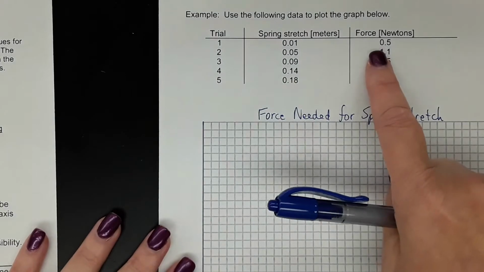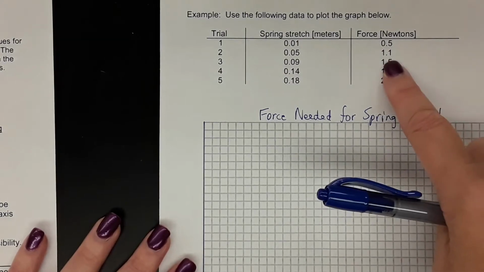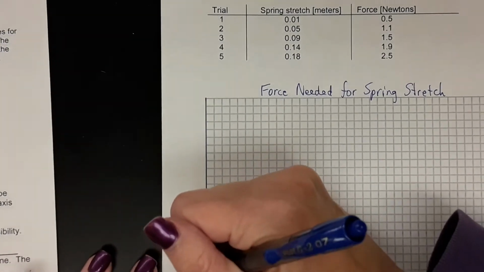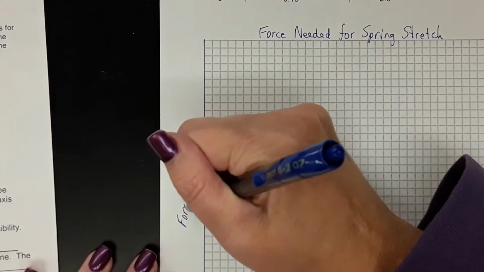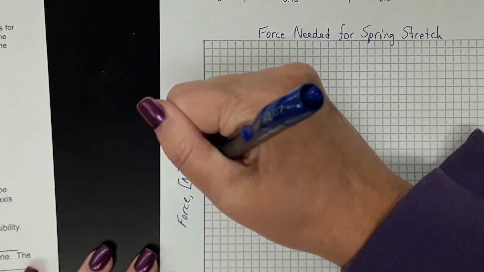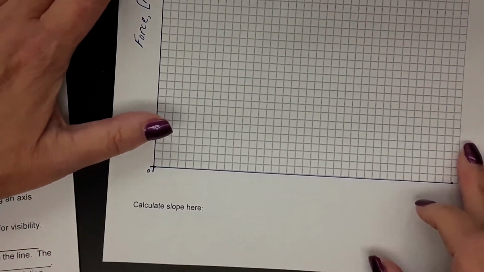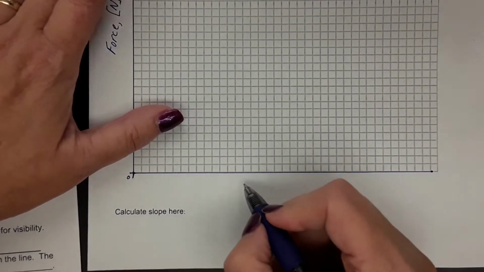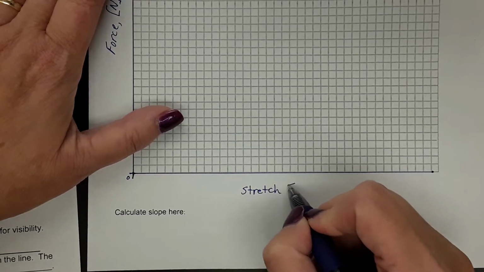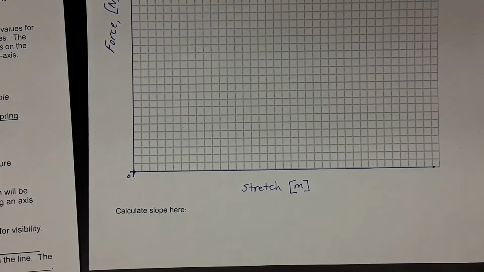Now, as we said before, our force is the dependent variable. It depended on the values chosen for the spring stretch. So we're going to put the force over here on this side, and I put the units in brackets. Brackets make it very clear that that is a unit, and not a capital N for north or something. Over here we're going to put stretch, and it's measured in meters. All right, what's next?